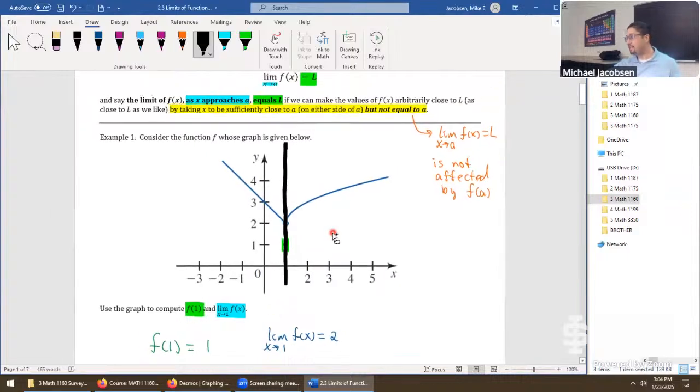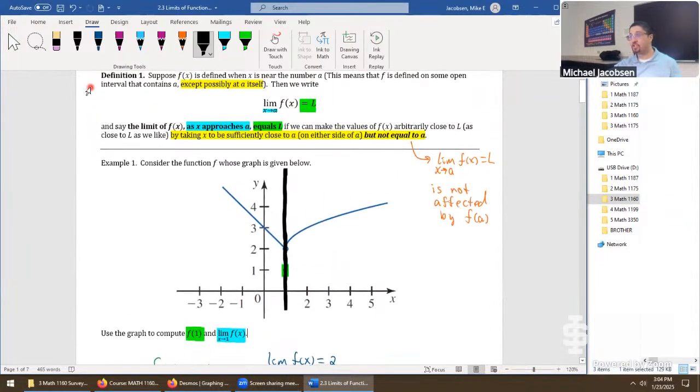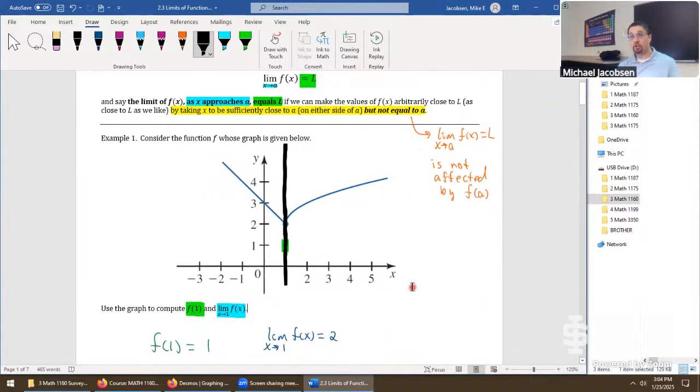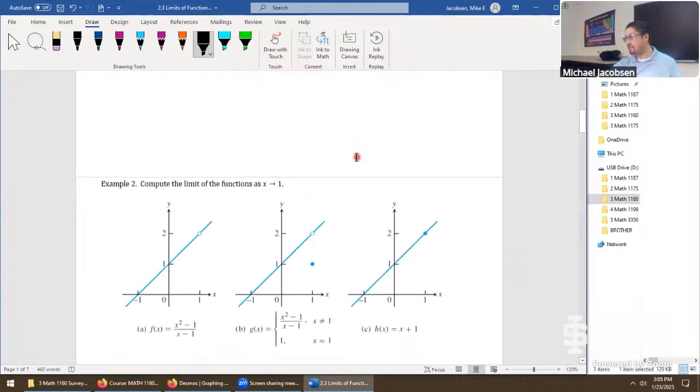So this graph right here in example 1 is just meant to introduce this new definition. We'll take a look at some more graphs and pick up more ideas as we go along in section 2.3. But any questions so far to that stage? Okay, well, let's try it out all over again then.